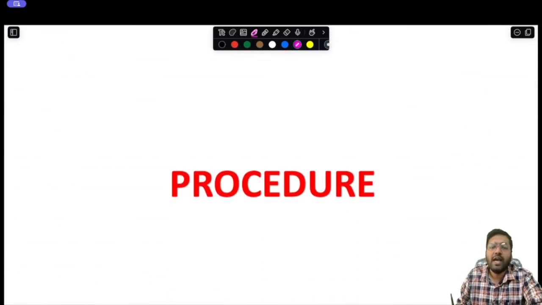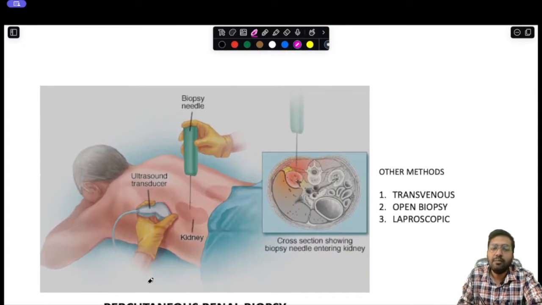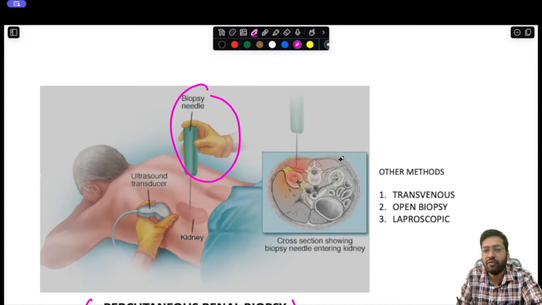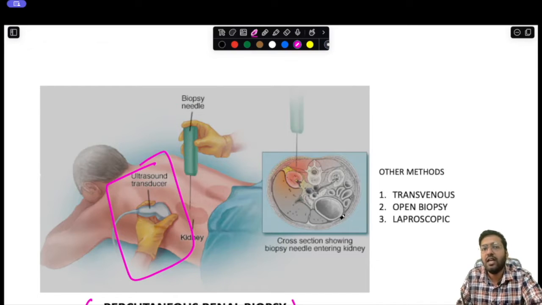So how do you carry out the procedure? It is very easy. As you can see, the most commonly used method is the percutaneous renal biopsy, as shown in this figure, under imaging guidance. Right now they are using USG guidance to carry out this percutaneous renal biopsy.